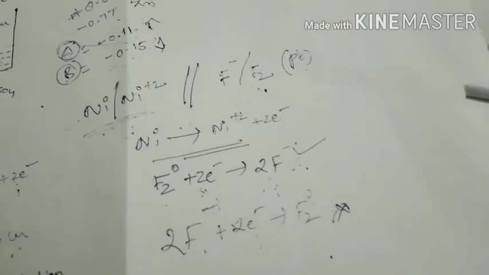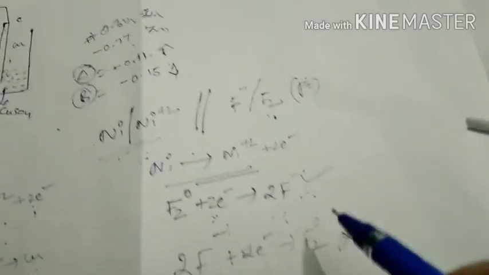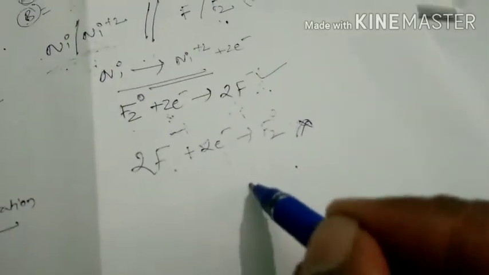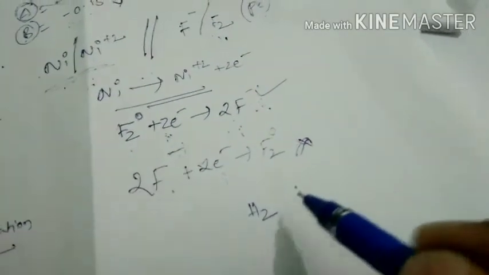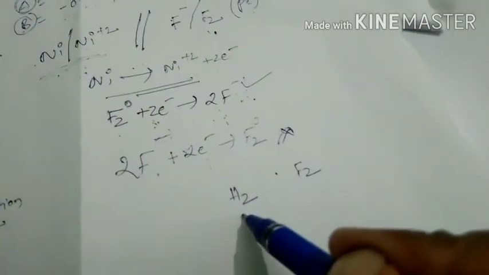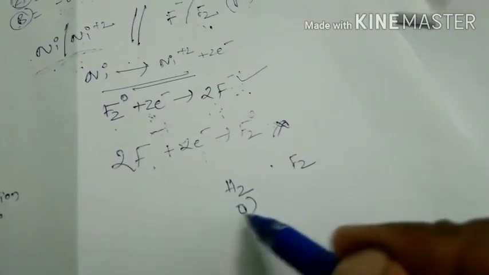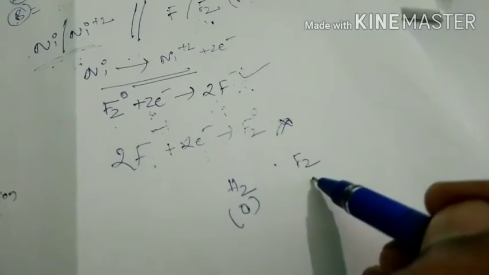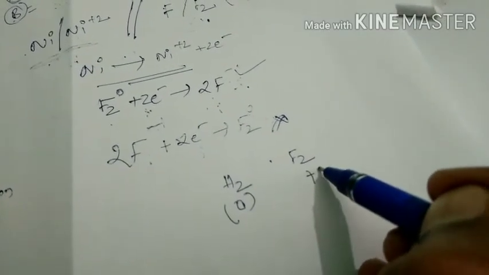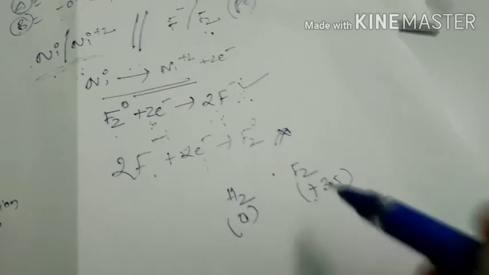And there are some more points. That is, I take two non-metals, hydrogen and fluorine. The SRP of hydrogen is 0. The SRP of fluorine is plus 3.5. SRP values.